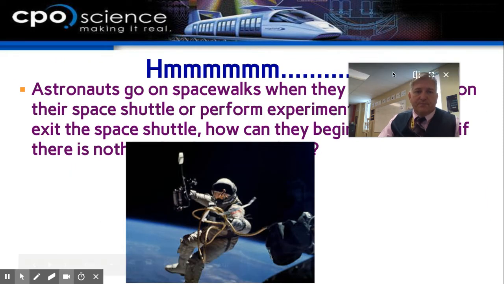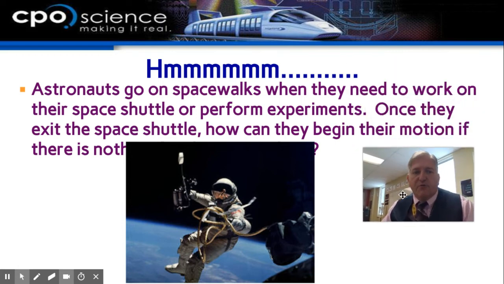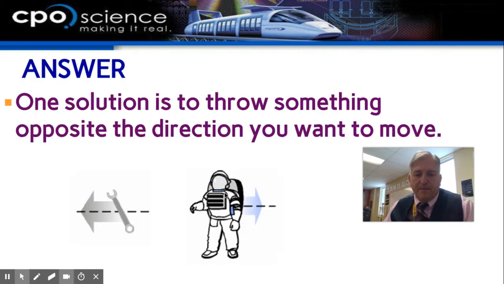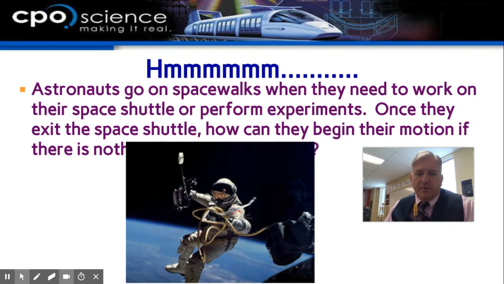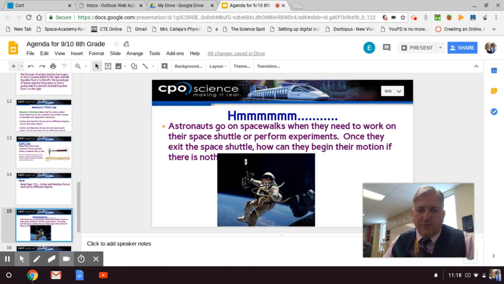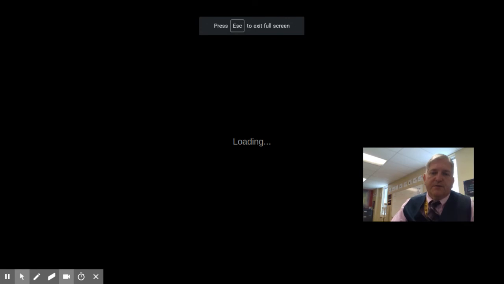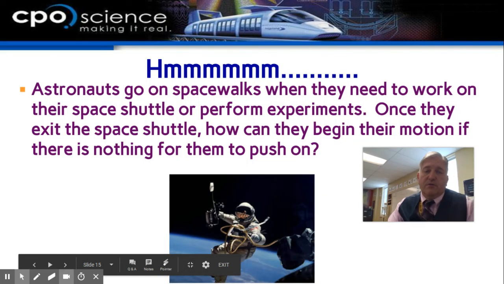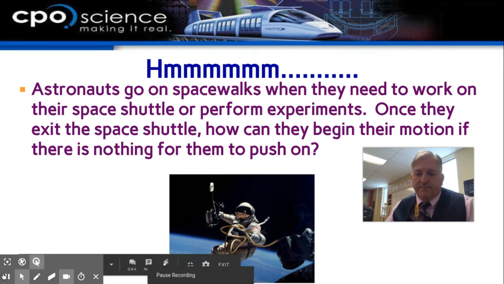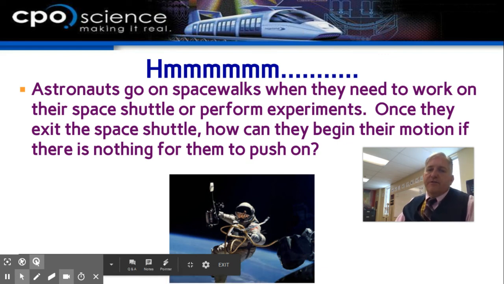So, astronauts go on spacewalks when they need to do work on their space shuttle or perform experiments. How can they begin their motion if there's nothing for them to push on? Let me get my picture out of the way. It's a little bigger than what I meant for it to be. So I want you to pause the video for a moment and think about that. All right, pause the video. Okay, we're back. So how do they do that? There's nothing for them to push on.